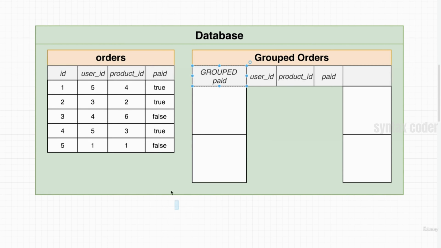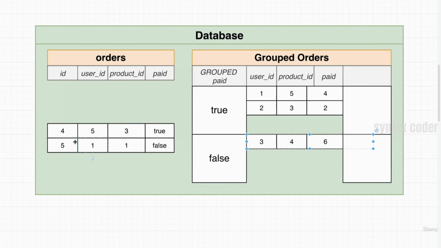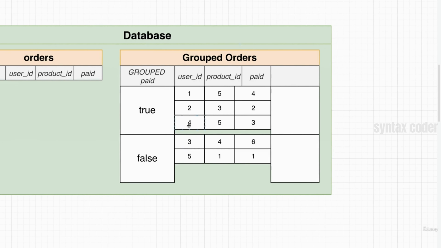So step number 1 is for our database to go through that column and find all the different unique values. In this case, the only unique values are true and false. Then we're going to assign each of these different rows to the appropriate group. It looks like this first one would go into true. We've then got a true, got a false, a true, and a false. So we've now assigned each of these different rows into one of these different groups.